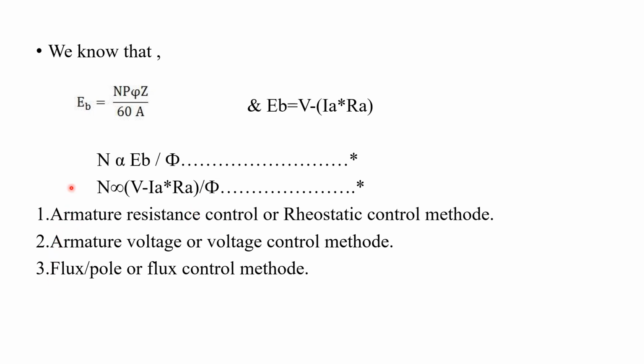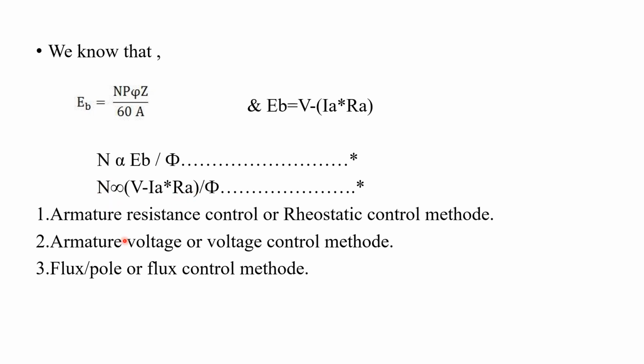So these are the three methods that we can adopt to control the speed of DC shunt motors. The first method is armature resistance control, or rheostatic control method. In this equation, N is proportional to V minus IaRa divided by φ. If the value of Ra increases, definitely the IaRa drop will increase, hence the speed will decrease.